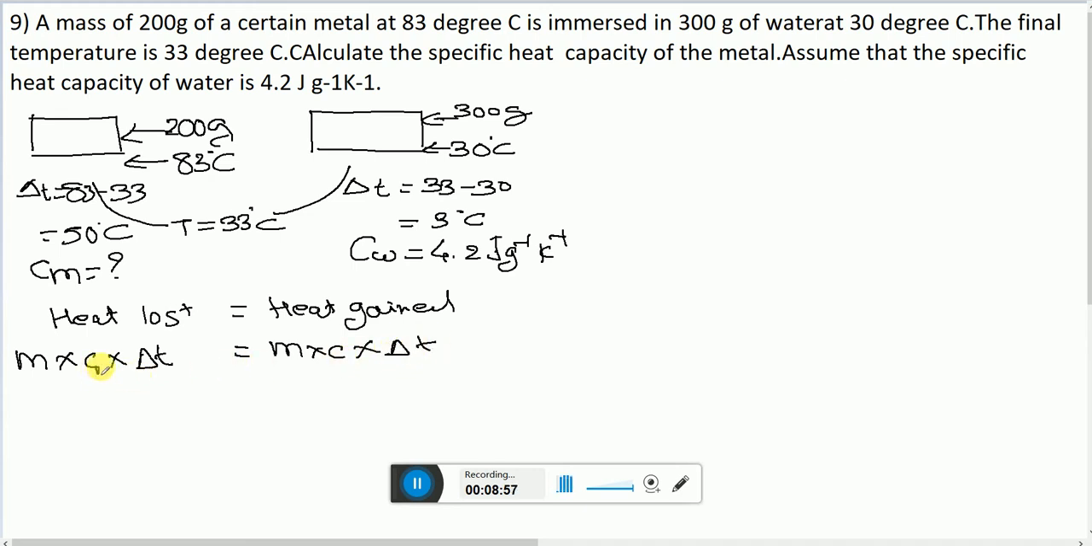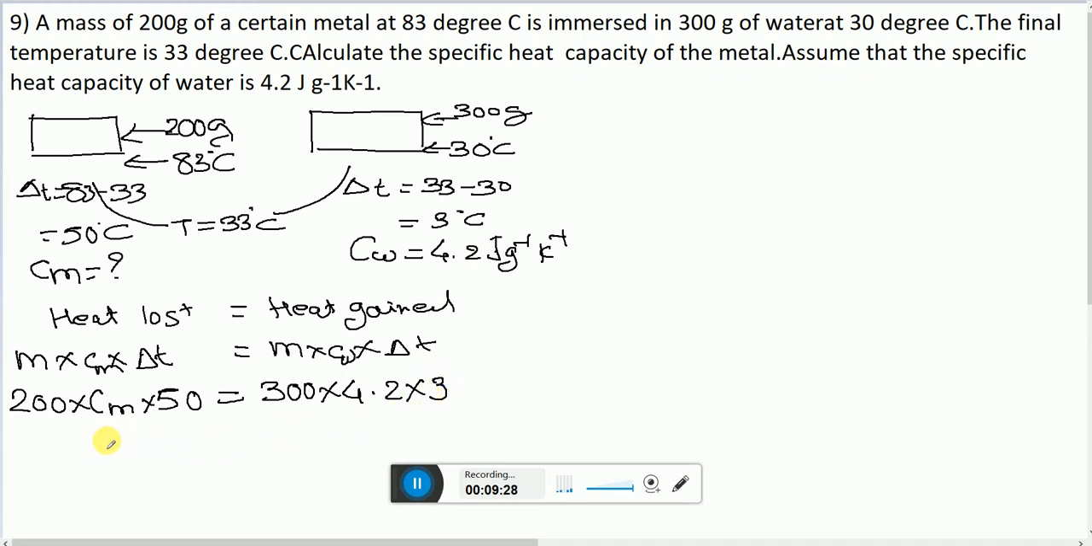This is for metal and this is for water. Alright, so in this case mass is 200. I am substituting the value 200. Specific heat capacity for metal we have to find out. Change in temperature is 50 degrees. Mass for water is 300. Specific heat capacity they have already mentioned, that is 4.2. Change in temperature is 3 degrees centigrade.